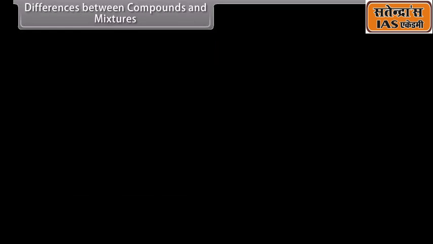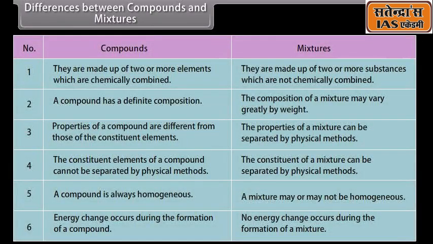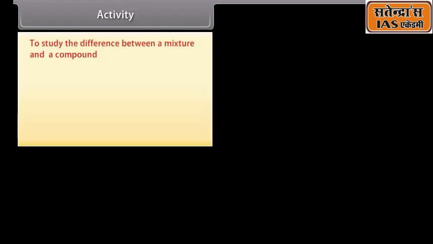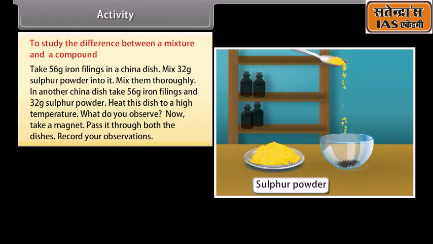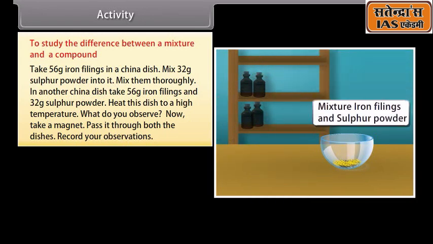Differences between compounds and mixtures. Activity. To study the difference between a mixture and a compound, take 56 grams iron filings in a china dish. Mix 32 grams sulfur powder into it. Mix them thoroughly. In another china dish, take 56 grams iron filings and 32 grams sulfur powder.